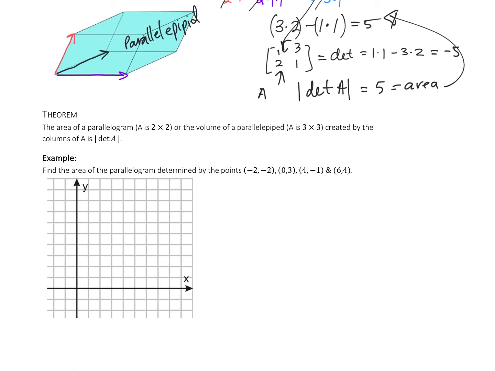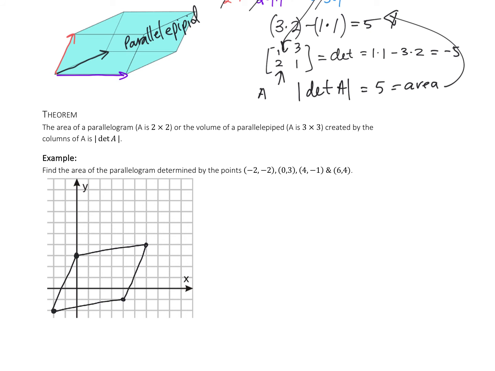Okay, let's find an example. So we're going to find the area of this parallelogram determined by these points. And I'm going to plot them. So I have the point -2, -2. It's this guy here. 0, 3. That one. 4, -1. And 6, 4. That guy. So here we go. Here's our parallelogram. Now we could certainly find the area of the rectangle that encloses it, and do our subtraction thing again.